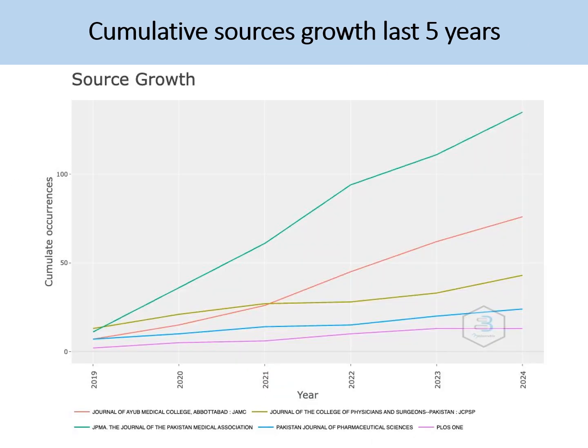So now showing the cumulative sources growth in the last 5 years, you can see the topmost is JPMA, Journal of Pakistan Medical Association, and the second cumulative source is, sorry, this one is JPMA, and this one the Journal of Ayub Medical College. So these two are actually on the top.